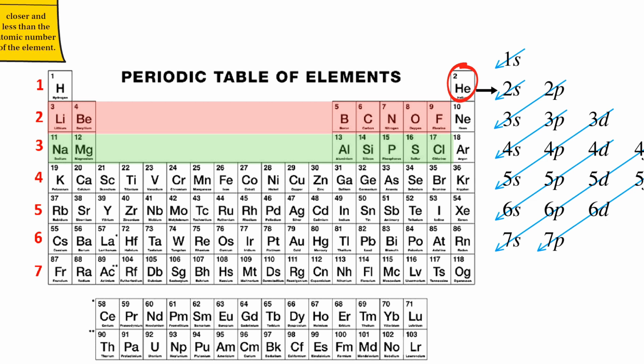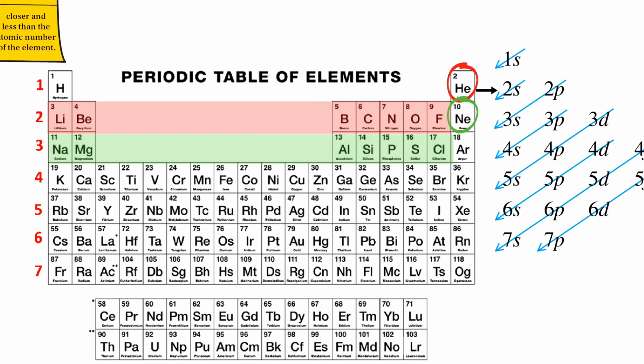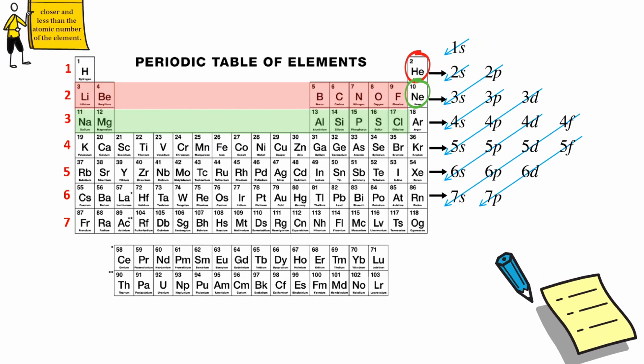While the noble gas which has an atomic number closer and less than the atomic number of the elements in the third period is neon. So, when writing the electron configuration of the elements in the third period, we will choose the neon symbol followed by the 3s sublevel, and then we continue as we learned. This method can be applied to the rest of the elements in the periodic table. And now, let's apply this to a set of examples.